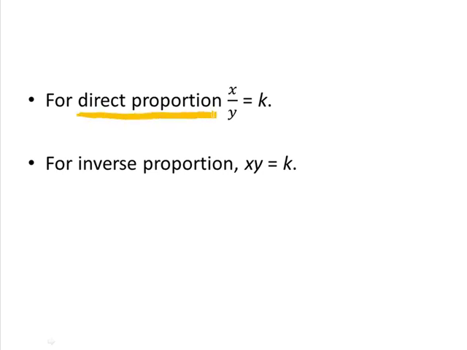If y is directly proportional to x, then x over y always gives a constant value. If y is inversely proportional to x, then the product of x and y always gives a constant value.